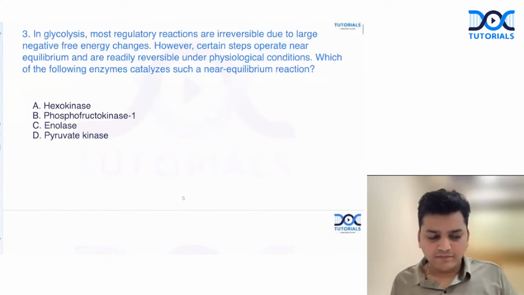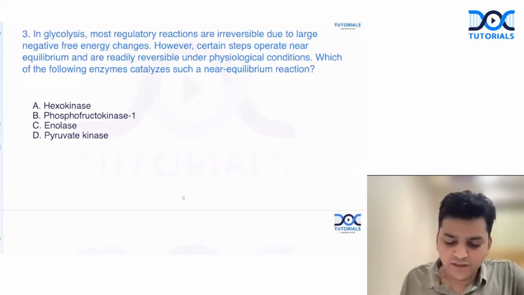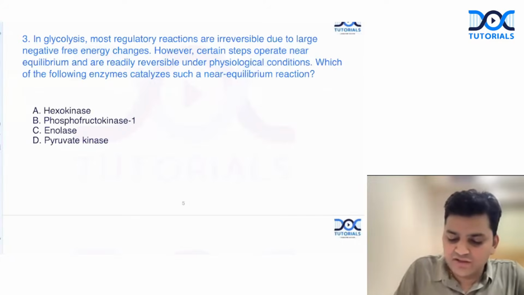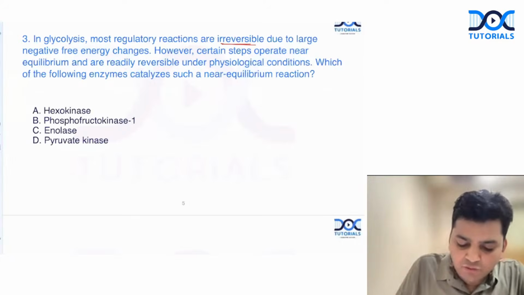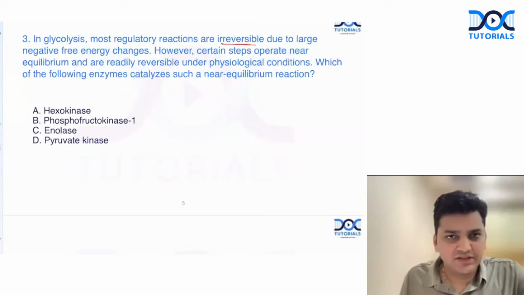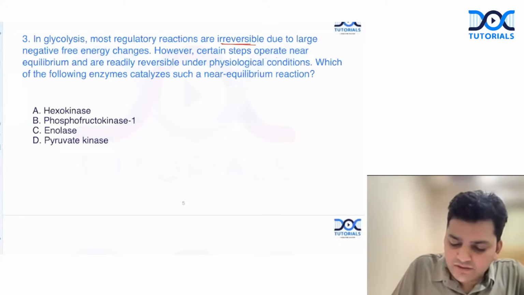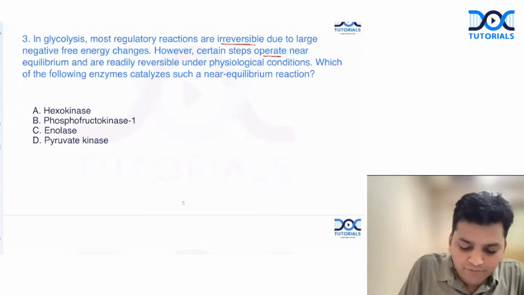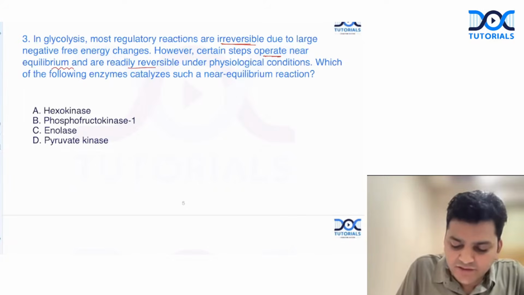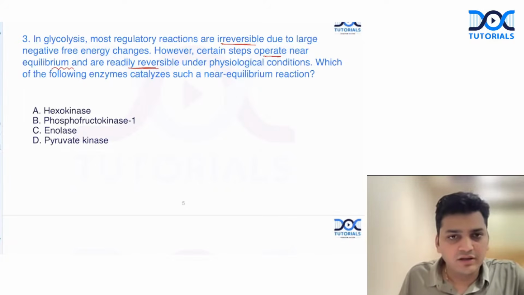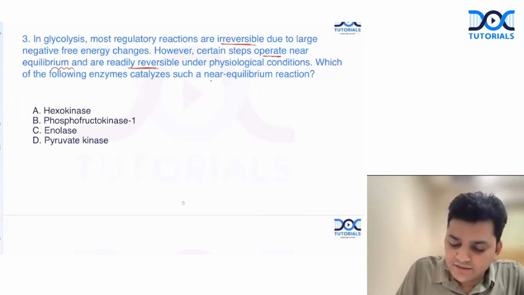The next is, in the glycolysis, most regulatory reactions are irreversible due to large negative free energy changes. However, a certain step operates near equilibrium and is readily reversible under physiological conditions. Which of the following is near the equilibrium? Means which of the following is the reversible one?